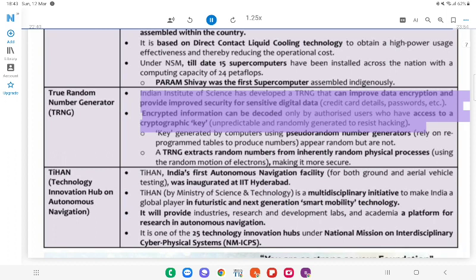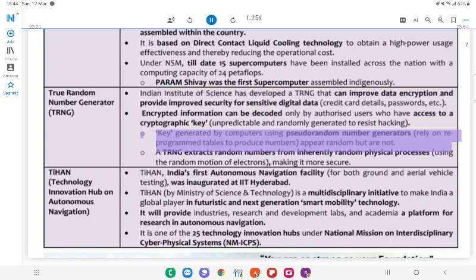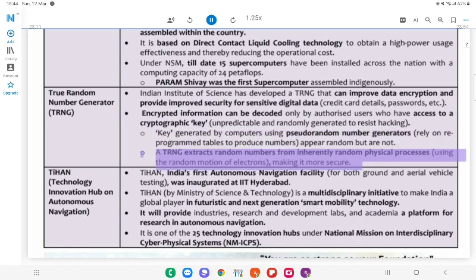Indian Institute of Science has developed a TRNG that can improve data encryption and provide improved security for sensitive digital data: credit card details, passwords, etc. Encrypted information can be decoded only by authorized users who have access to a cryptographic key, unpredictable and randomly generated to resist hacking. Keys generated by computers using pseudorandom number generators rely on lookup tables to produce numbers that appear random but are not. A TRNG extracts random numbers from inherently random physical processes, using the random motion of electrons, making it more secure.